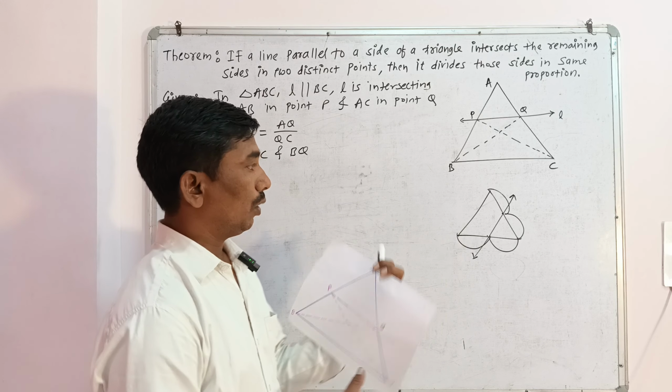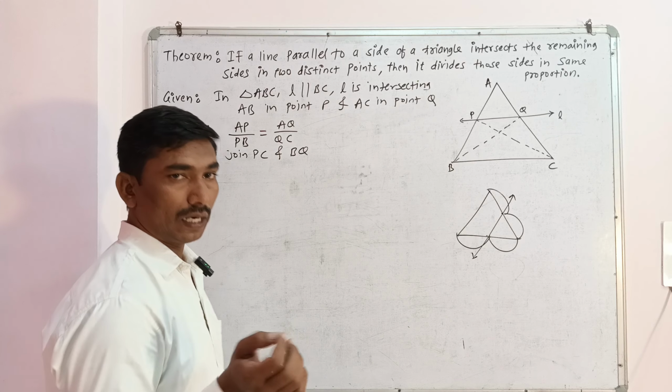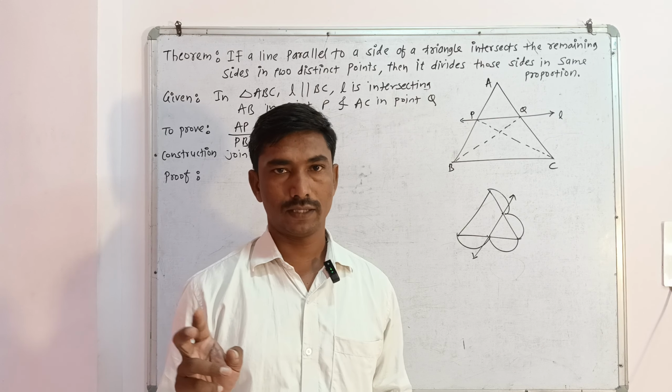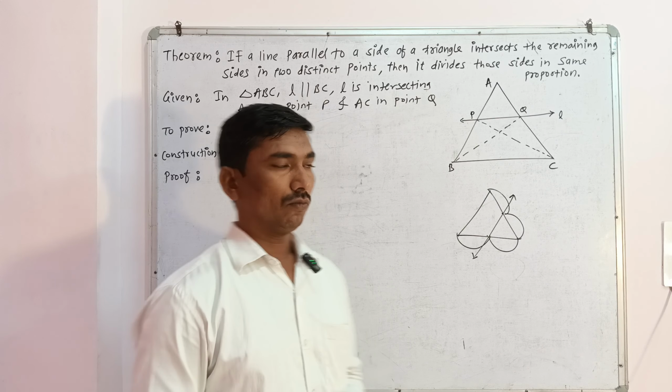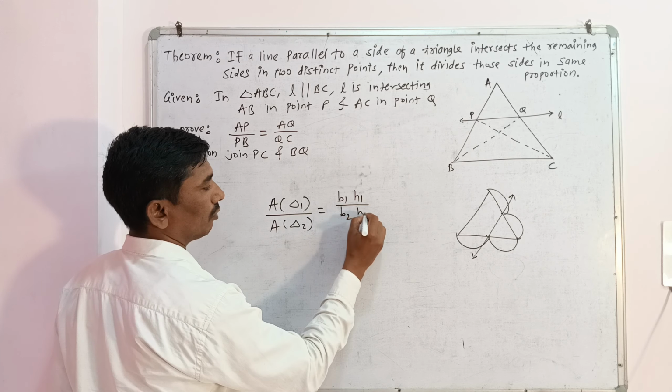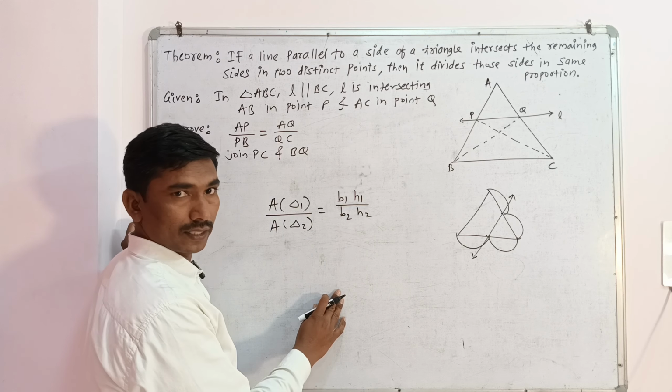Now before we go further, I think you have gone through the earlier part of this chapter. It was the ratio of areas of two triangles. What was that? The ratio of the area of the first triangle to the area of the second triangle is the product of base and height of the first triangle upon the product of base and height of the second triangle, isn't it? I think you have gone through this, so remember this for the proof of this theorem.